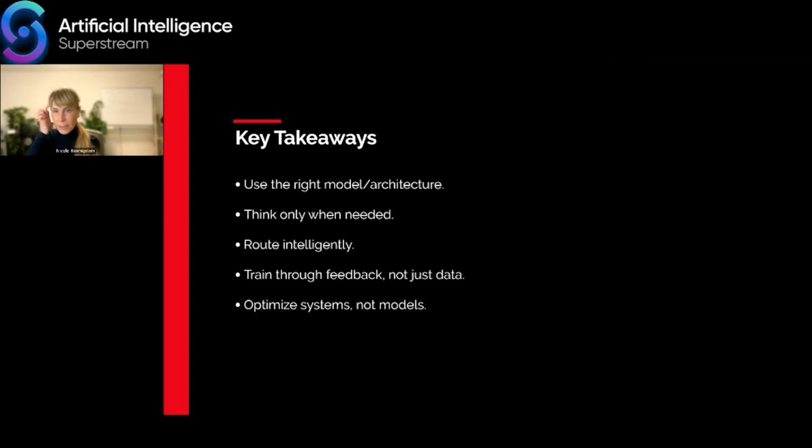So, and I guess I'm running out of time. Let me leave you with some key takeaways. It's really super important that you choose the right model architecture. Again, think about what I've said. It's kind of the same as if you're hiring someone for your team. Think about your agents the same way, and have thinking only when needed, route intelligently, train through feedback, not just data. So really use what you have.